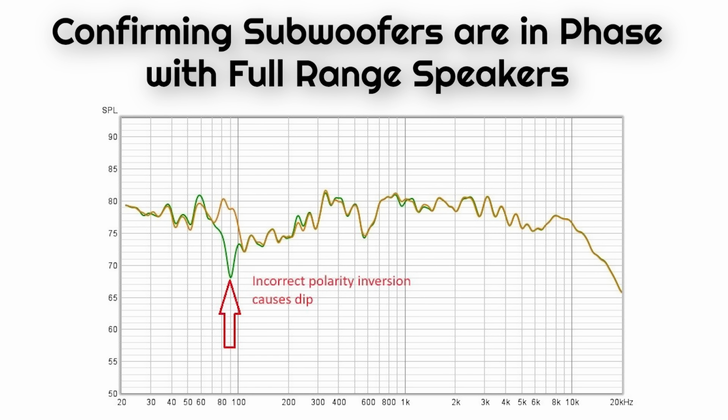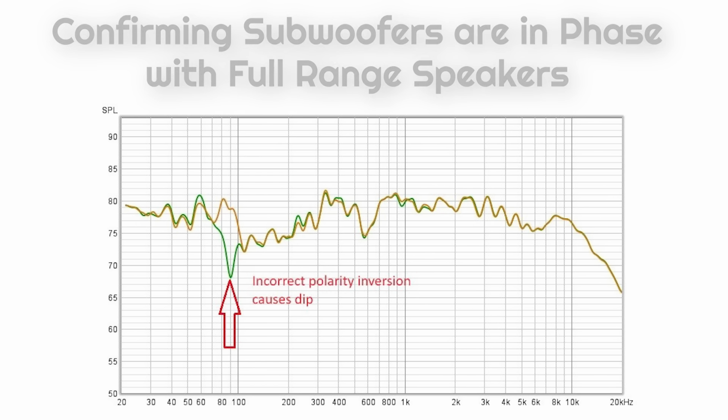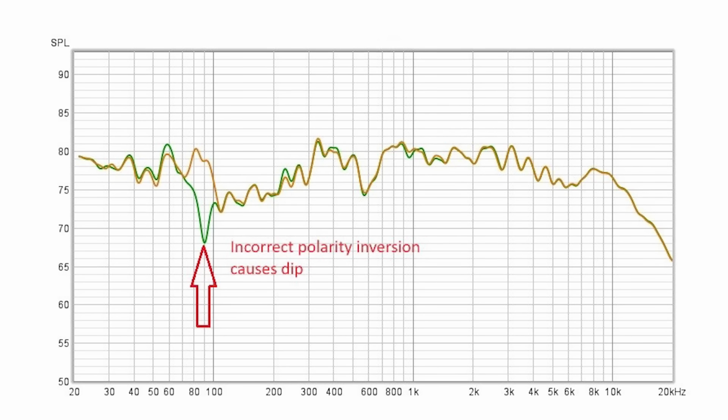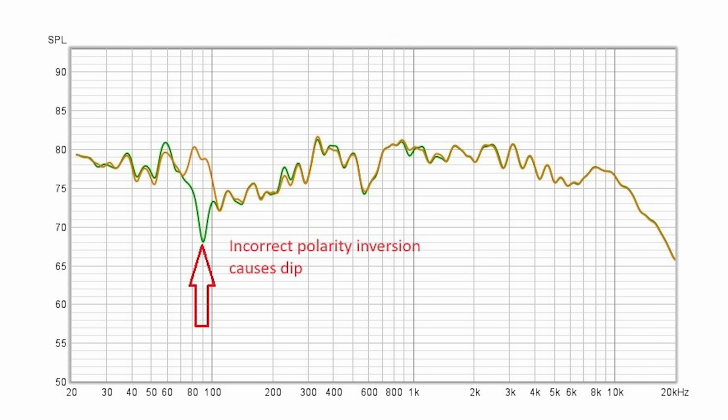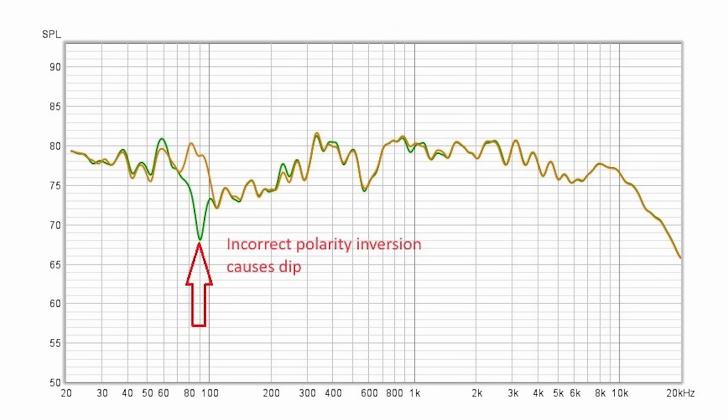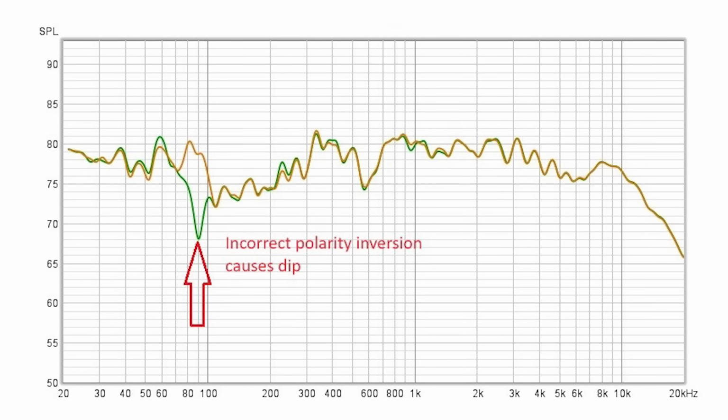We can now verify that the subwoofers are in phase with the full range speakers. If you have an inverted phase situation, the level will subtract in the crossover region of the drivers. The goal is to end up with all of the speakers being additive in power level.